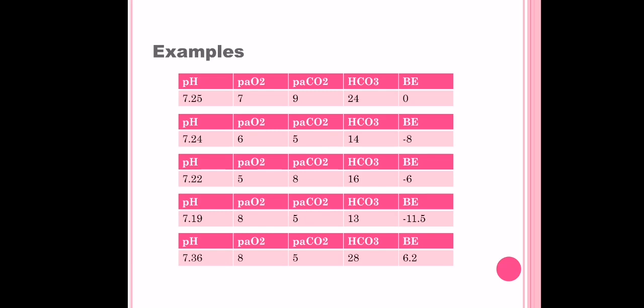The third example is a mixed acidosis with a low pH of 7.22 and a raised PCO2 this time of 8, but the bicarb and the base excess are also low, so that's why it's a mixed acidosis, because you've got both respiratory and metabolic components. The fourth example is a metabolic acidosis with a low pH of 7.19, a low bicarb and a low base excess. And then finally, the last example shows us a compensated gas. So the pH is basically within normal range. The respiratory elements are also normal, but you've got a raised bicarb and a raised base excess.